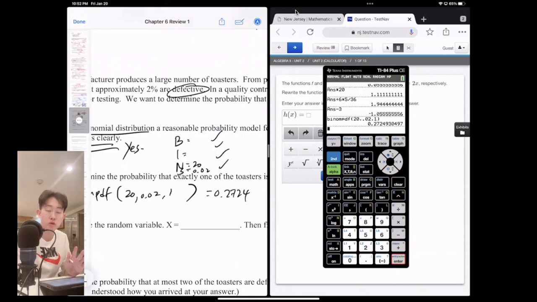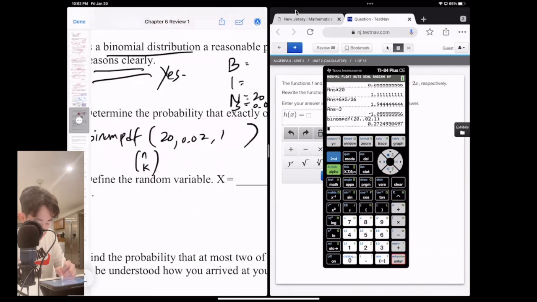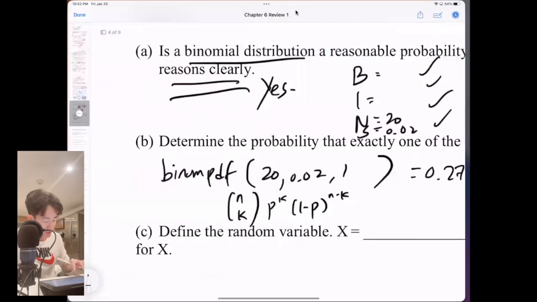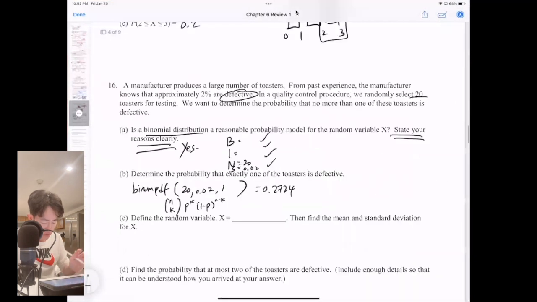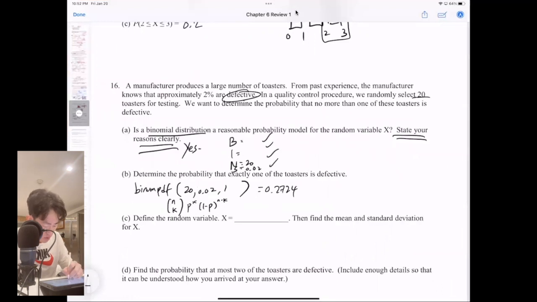Like I said before, if you use the formula that looks like this, you will still get the same thing. N is 20, k is 1, and p is 0.02. Define the random variable X. That's the number of defective toasters, because that's what we want to find out. That's the thing that we're interested in. Then find the mean and the standard deviation for X.